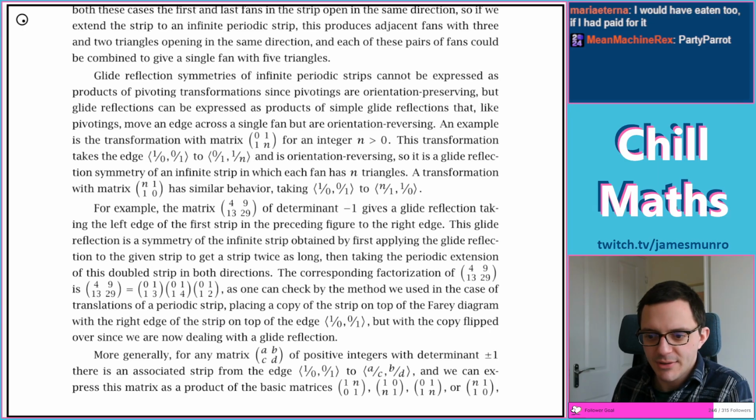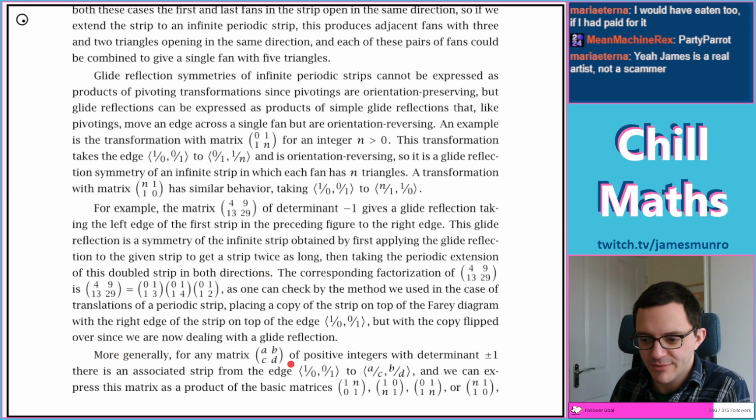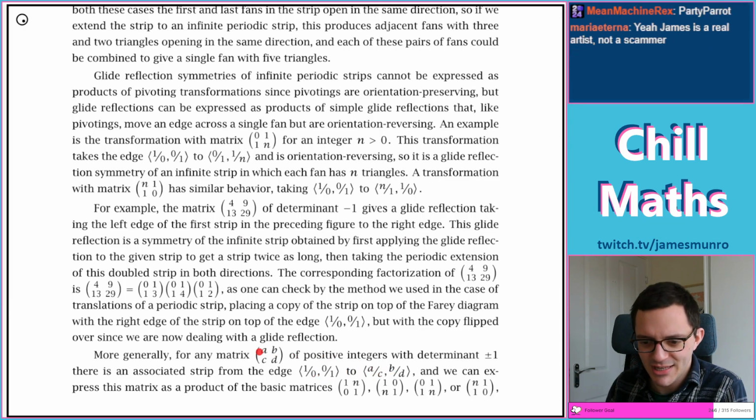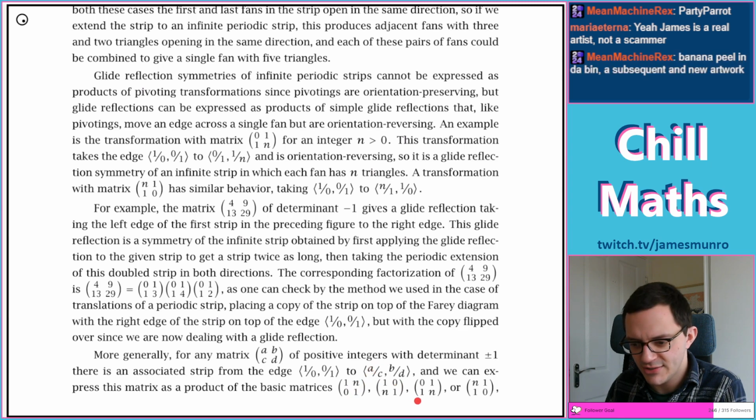More generally, what's going on then? What's going on? We've got these transformations. Got to be flipped over. For any matrix of positive integers with determinant plus or minus 1, a thing we care about a bit, there is an associated strip from the edge. Strip of triangles from this to get there. So we sometimes think about the matrix representing this edge, and sometimes we think about the matrix taking this edge to that edge. We express those matrices as the basic matrices like this.